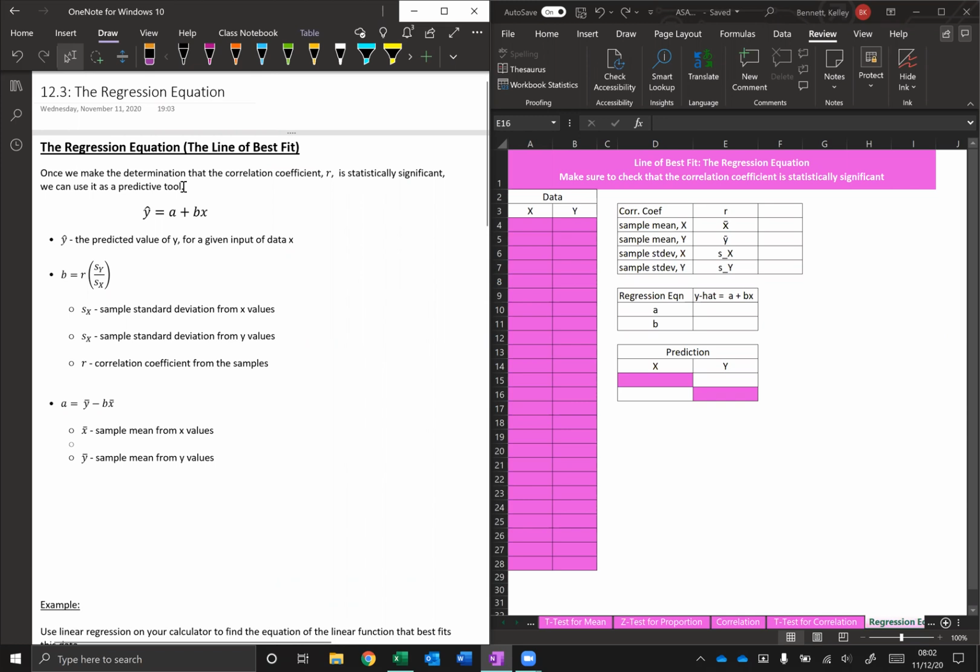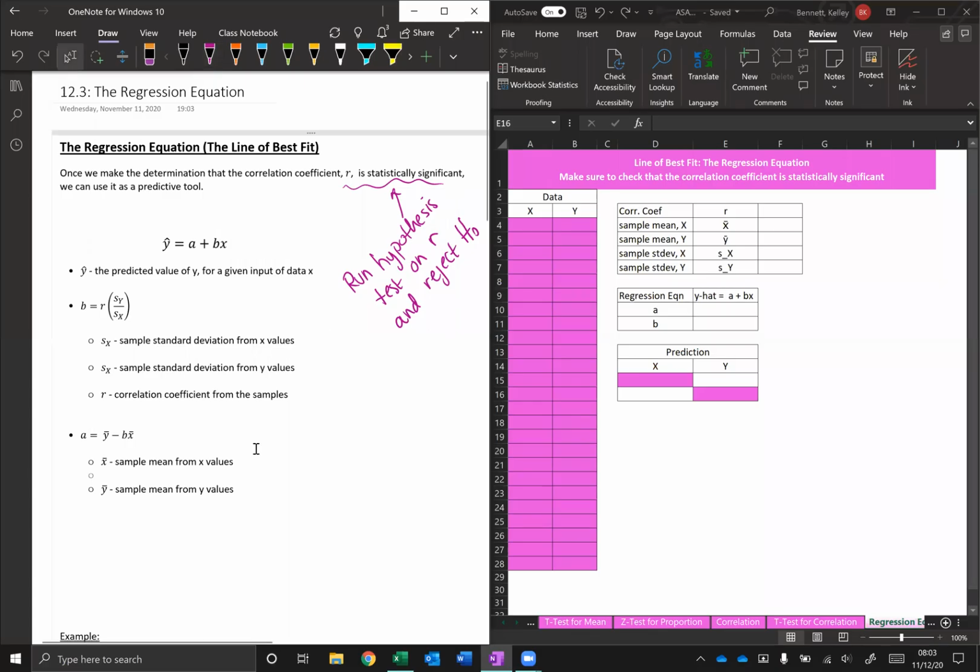Whenever we're doing this method, the first thing we have to do is make sure that the correlation coefficient R is statistically significant, meaning that we have to have a p-value for our hypothesis test for R that allows us to reject the null hypothesis. So after we run a hypothesis test on R, if our p-value is at least as small as alpha and we get to reject the null hypothesis, then we can proceed with the regression equation that we see here.